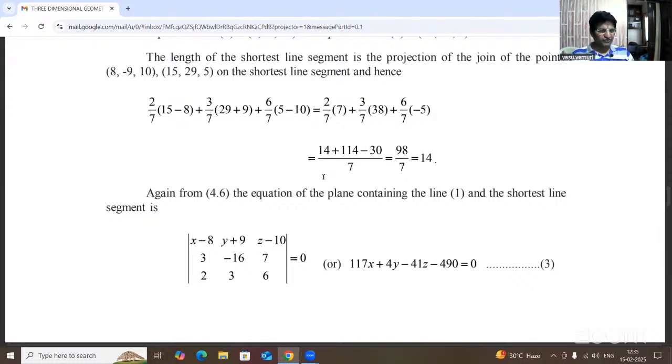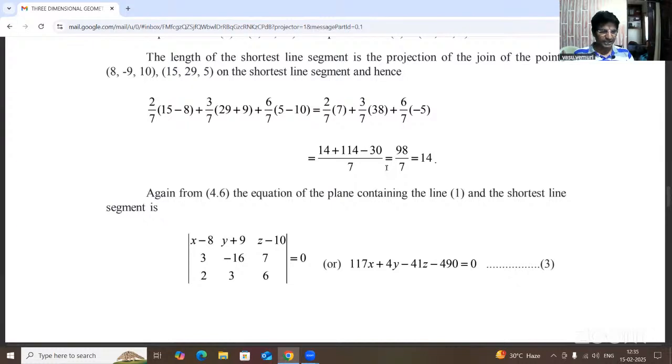So the equation is L of (x2 minus x1) plus M of (y2 minus y1) plus N of (z2 minus z1). After the simplification, we are getting the shortest distance, or length, or magnitude, whatever it is.